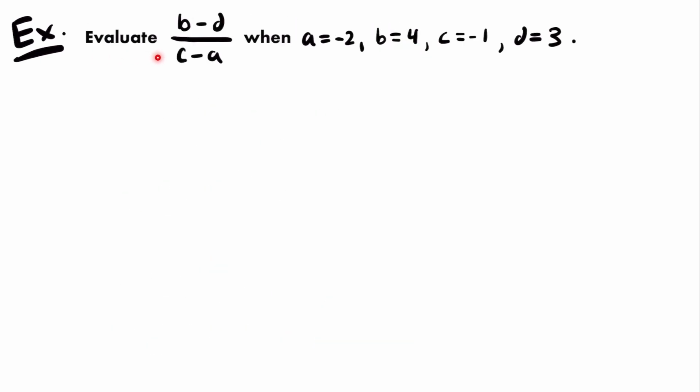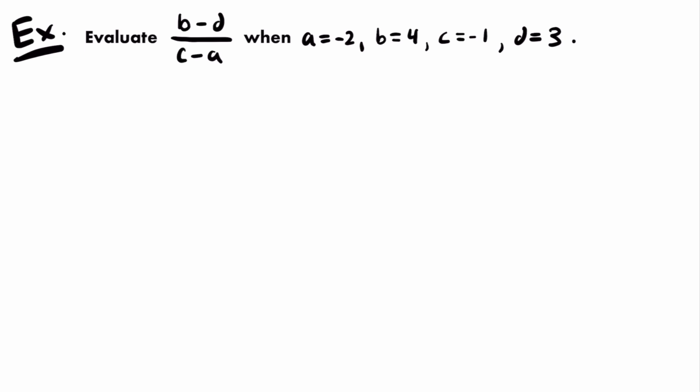Here we want to evaluate this variable expression, b minus d divided by c minus a, when a equals -2, b equals 4, c equals -1, and d equals 3. Okay, so this one's a little bit more involved than our previous examples. We now have 4 variables to keep track of here, and all 4 of them do show up in this variable expression. But let's start by just focusing on plugging in the values for each of the variables respectively.